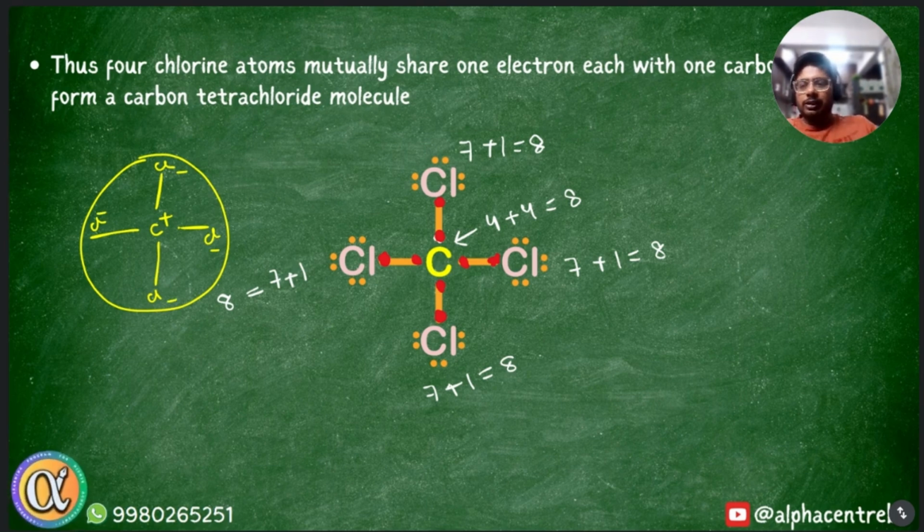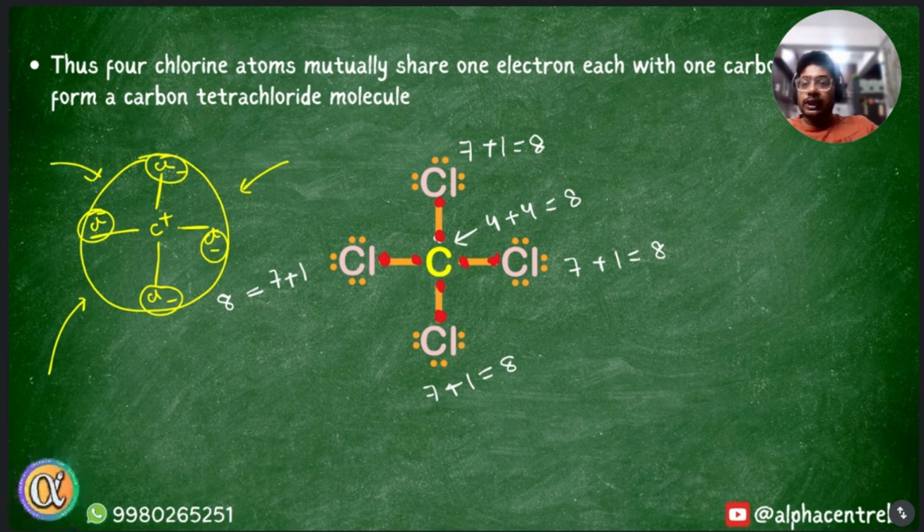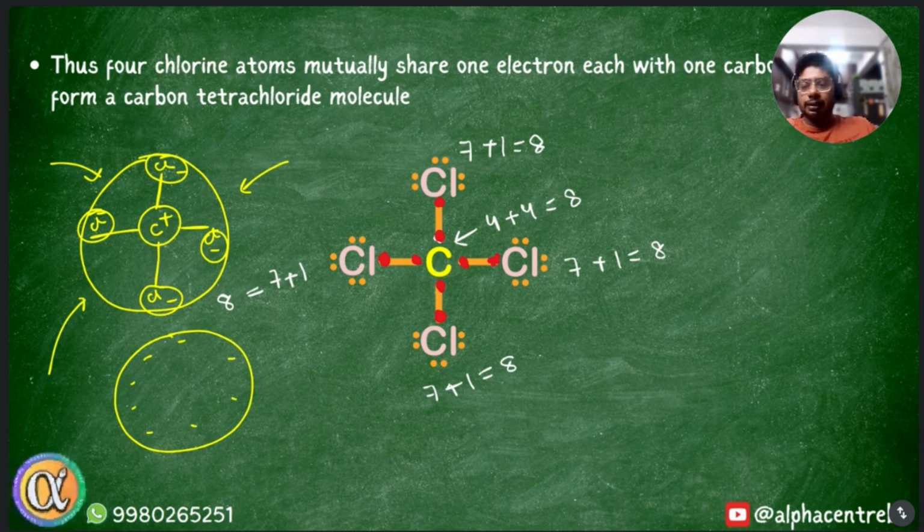So if you approach this molecule from outside, from any direction, you are more likely to find the negative. So it's negative from all the sides and positive is in the center. If you look at this overall molecule, from outside it is negative because all the chlorine is distributed in all the directions symmetrically, and it is positive in the center. Such molecules are not called polar. They are actually non-polar. Then what is a polar molecule?